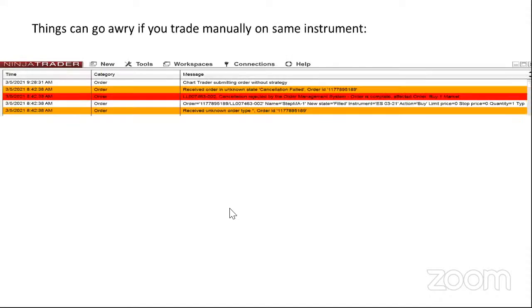And so when things go wrong, if you trade manually and the order system locks up, you're going to see on the log of the dashboard of the platform things that are wrong on the platform.